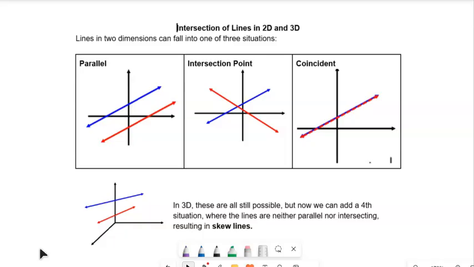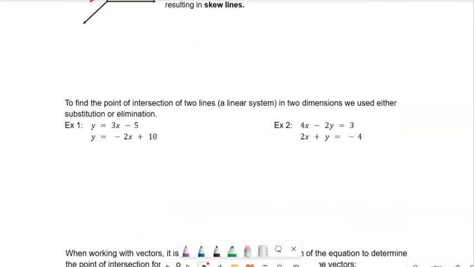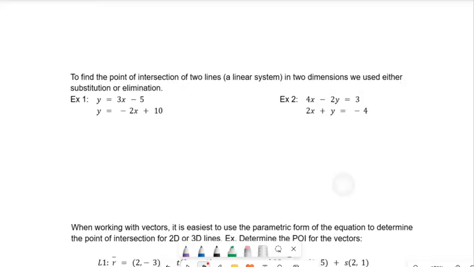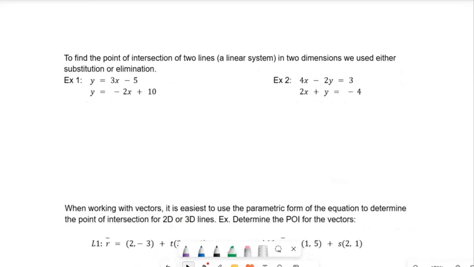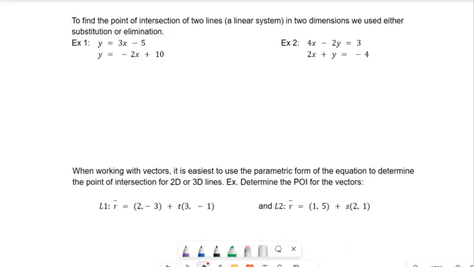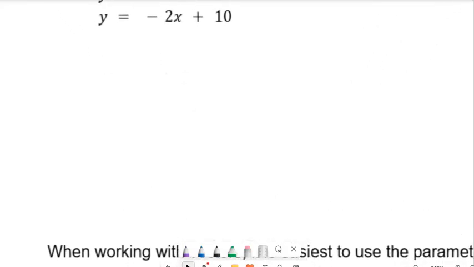And then in 3D, we can add one more category. We can add a skew line, where the lines are not parallel and they will also not intersect. So in order to find the point of intersection of two lines, we used linear systems, so substitution or elimination. So we'll just quickly remind you how to do that.